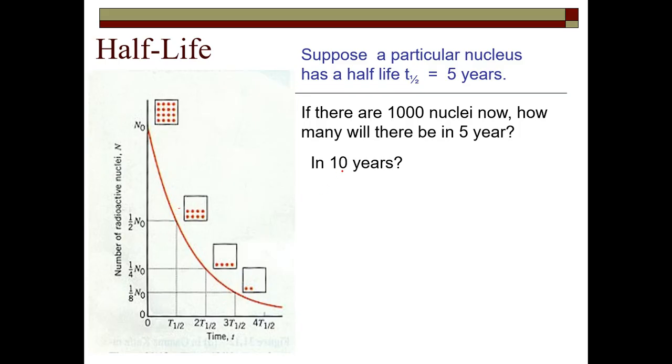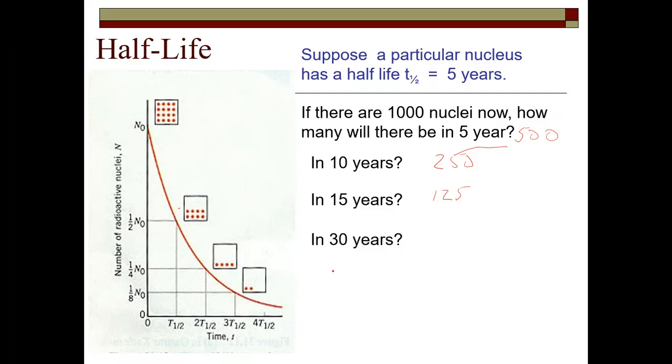So after 5 years, I had 500. After 10 years, I'd cut that down to half again, and I'd have 250. Let's see. What about in 15 years? Well, another half-life has gone by, so I'd have half of that, which would be 125. And then what about 30 years? Oh, that's going to be interesting.